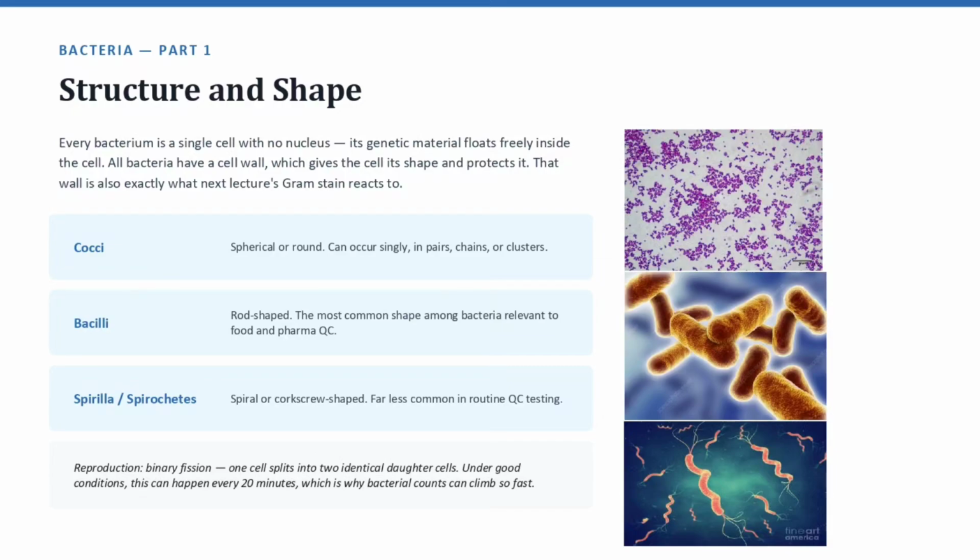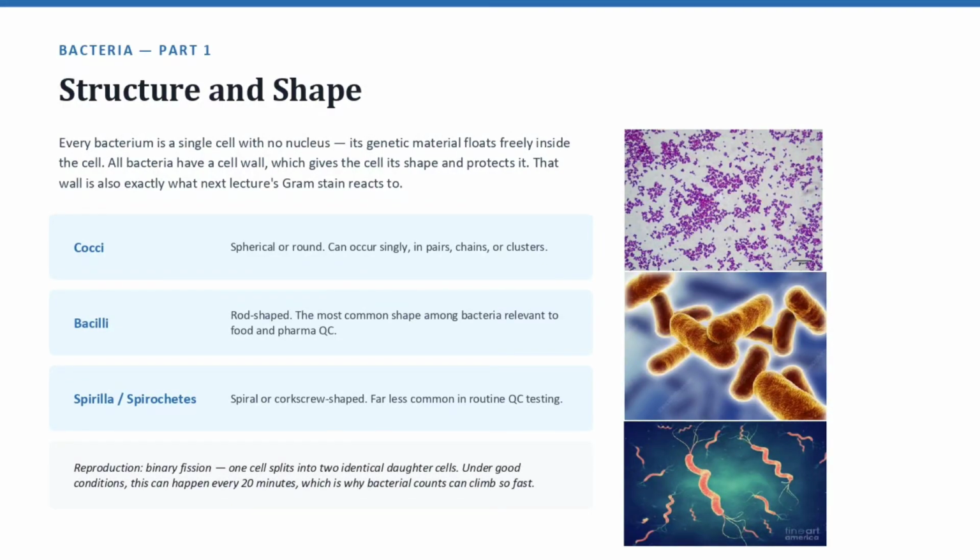Let's start with bacteria, because they are the organisms you will work with most. Every bacterium is a single cell with no nucleus. Its genetic material just floats freely inside the cell. What every bacterium does have is a cell wall, and that wall does 2 jobs. It gives the cell its shape, and it protects it. Remember that wall, because it is exactly what next lecture's Gram stain reacts to.